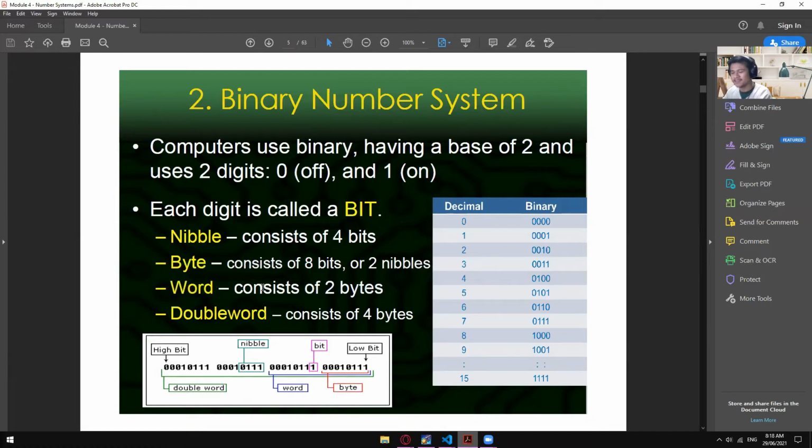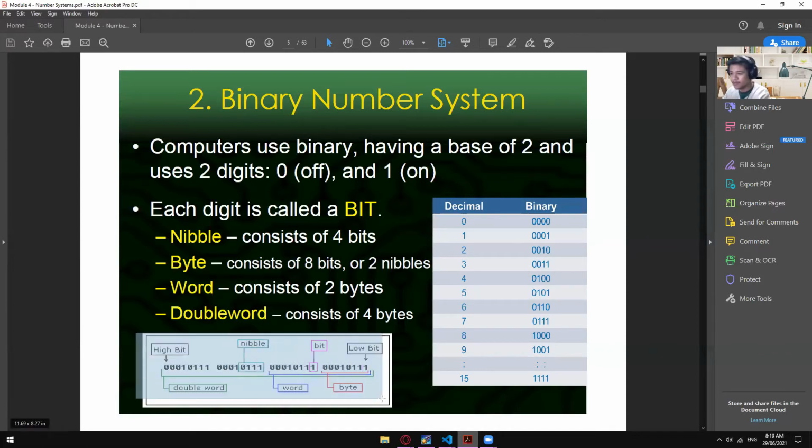Is it the literal meaning of word? No. In computers we have this kind of size also. We call that one word, but we don't usually use this when it comes to storage capacity. We always stick with byte, kilobyte, and then megabyte. But just to let you know, we also have this one. So 2 bytes is one word, and 4 bytes is double word, which is equal to 32-bit.